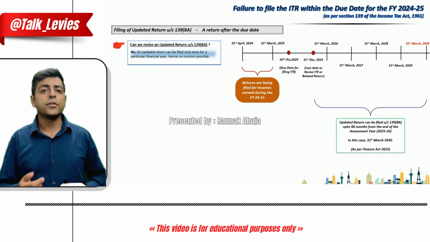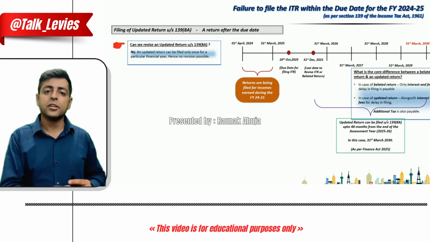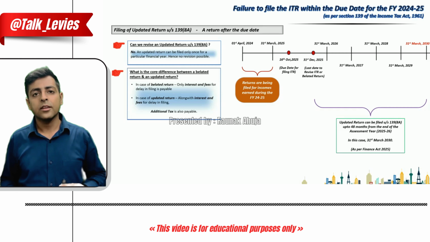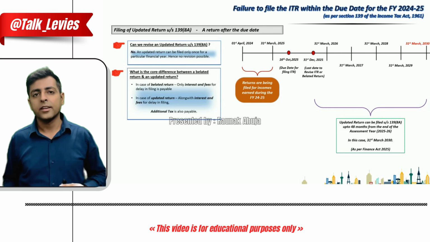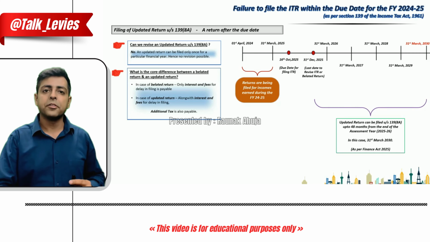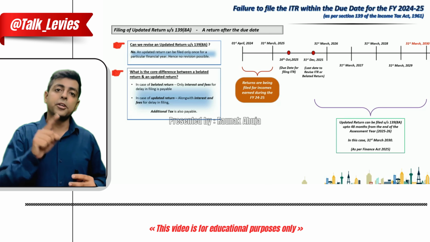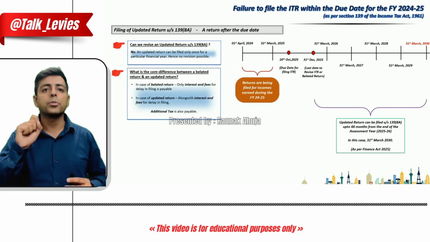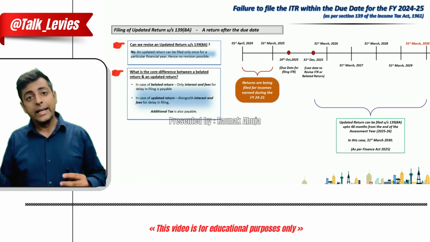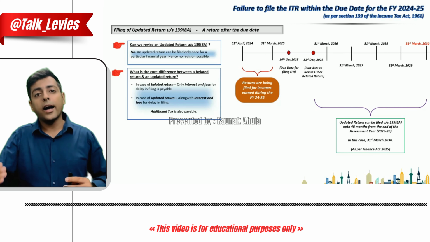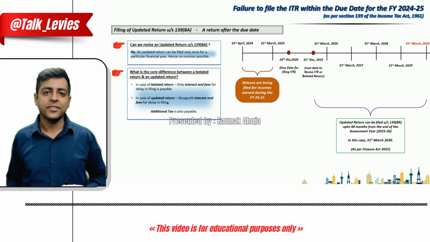Now, what's the core difference between filing an updated return or a belated return? The core difference lies in the tax you pay. In case of a belated return, you would be required to pay interest and fees along with it. However, in case of an updated return, in addition to the interest and fee, you would also be liable to pay additional taxes. The later you file an updated return, the higher the additional tax you pay.